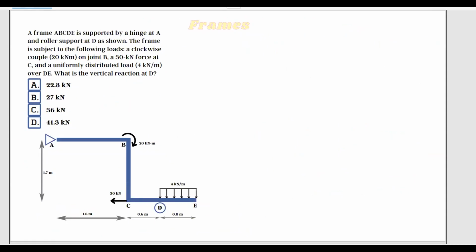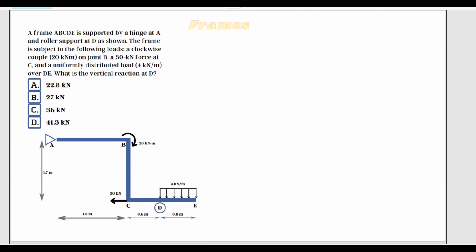A frame ABCDE is supported by a hinge at A and a roller support at D as shown. The frame is subject to the following loads: a clockwise couple of 20 kilonewton meters on joint B, a 30 kilonewton force at C, and a uniformly distributed load of 4 kilonewtons per meter over DE. What is the vertical reaction at D?